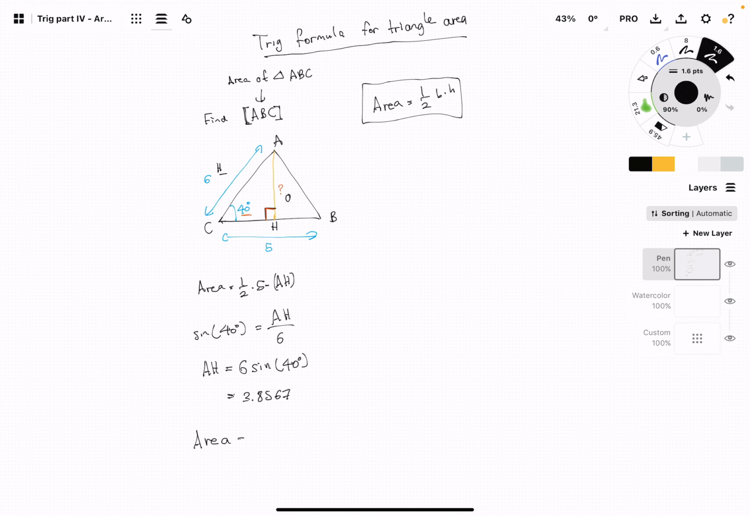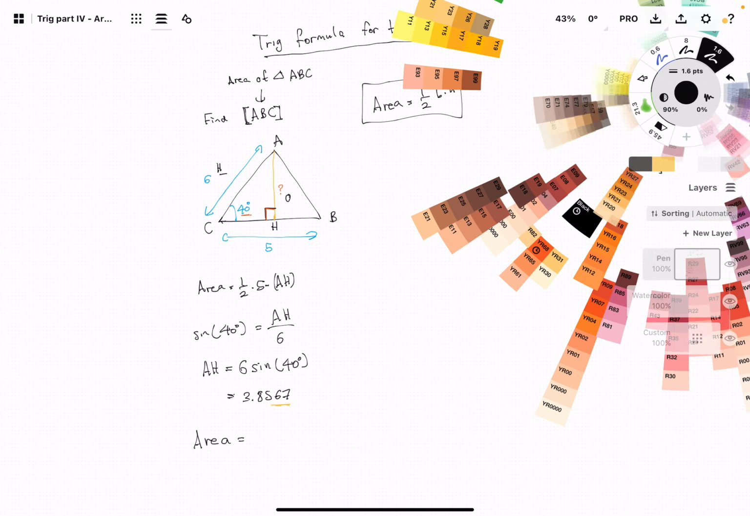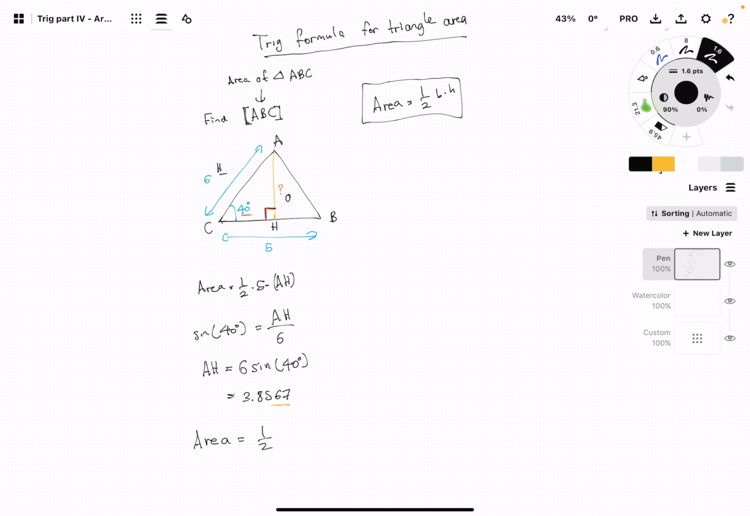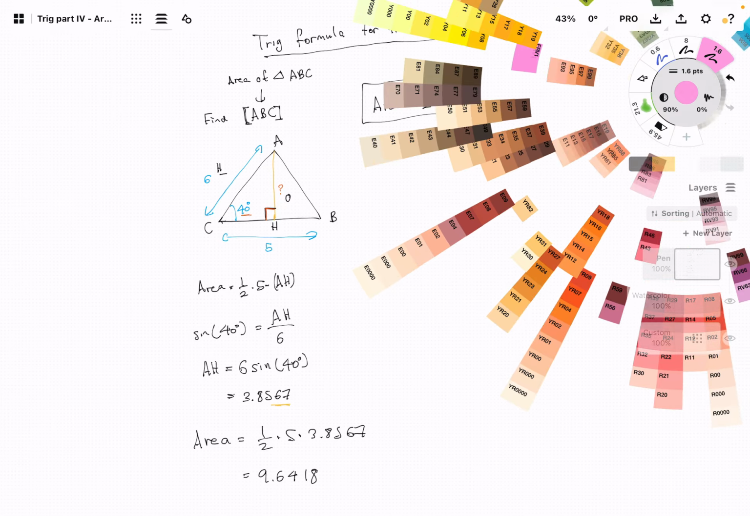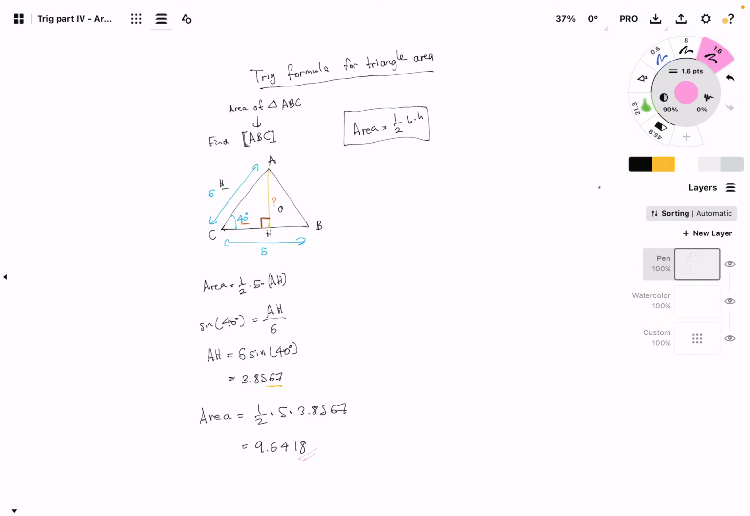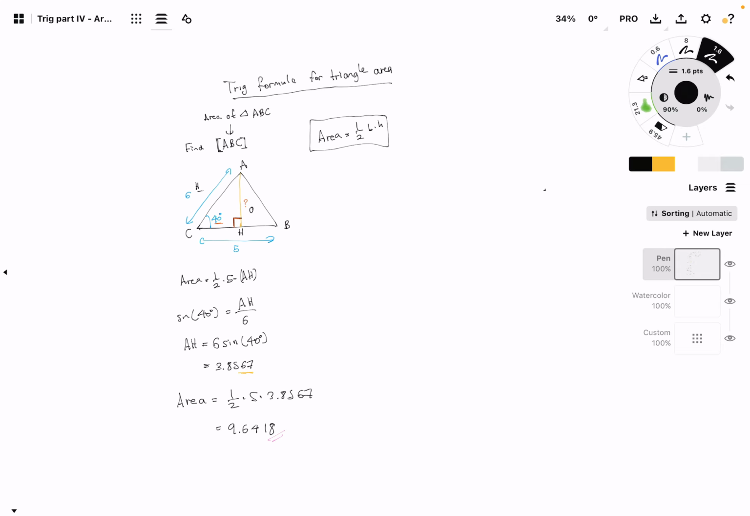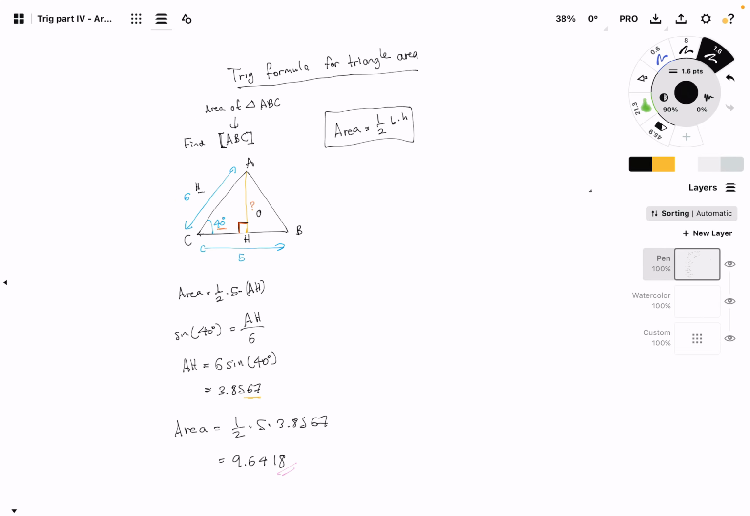And the area would equal half times 5, which is the base, times the height, which is 3.8567, which is 9.6418. And that is the area of this triangle.